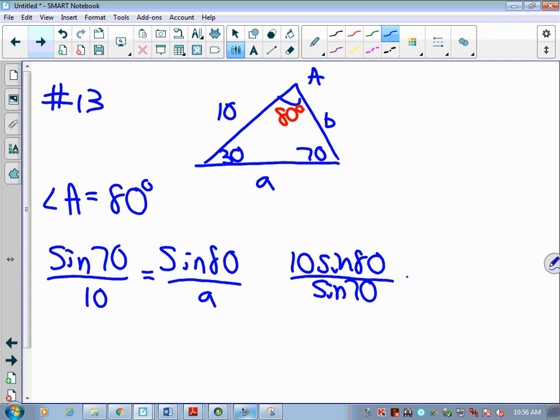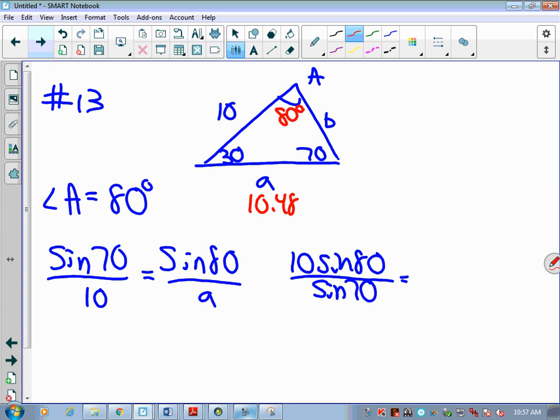Somebody want to tell me what they got there? 10.48. And did that match what was in the answer key when you looked at it? We don't remember. Let's double check. 13, sorry, yeah, 10.48.